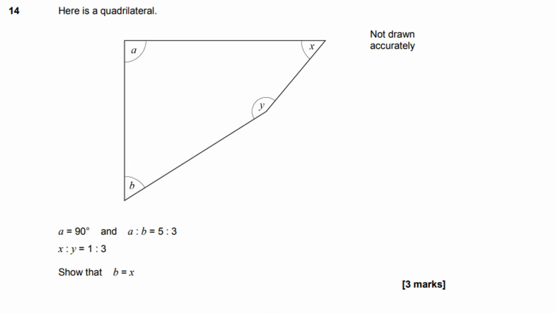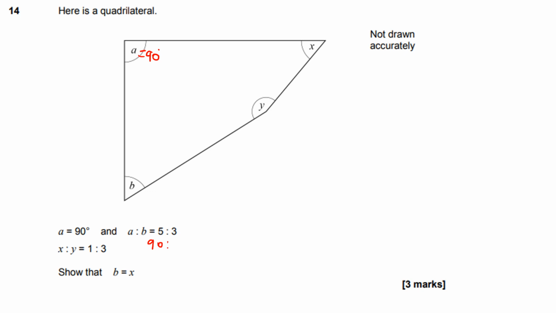Question number 14, which is our last question for this video. Here's a quadrilateral. That means a 4-sided shape, quad means 4, and interior angles will give us 360. A is 90, so I'm just going to quickly write this down. This is going to be 90 degrees. And A to B is 5 to 3. So if A was 90, I can then find out what B is, right?